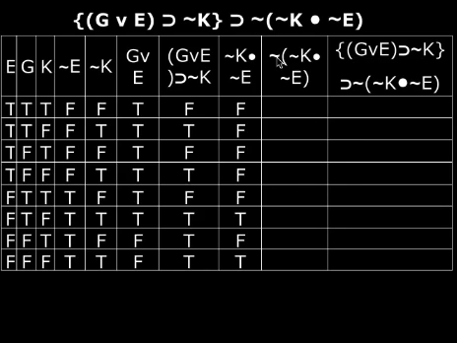Now this is just the negation of the prior column. This is just not K and not E. So this is just going to be the opposite of that. That's going to be easy to do. False becomes true, true becomes false. And now finally I have the conditional here.